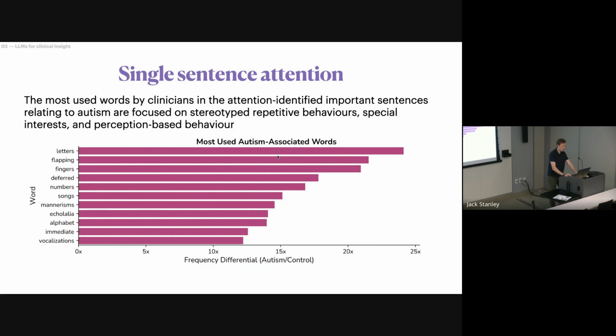that the most used words by clinicians to describe children with autism are focused really on stereotyped repetitive behaviors and special interests and perception-based behaviors. So we can see things like letters. They have a marked interest in things like letters in the alphabet, flapping, and these mannerisms, echolalia again, and vocalizations. So again, our collaborators thought these were very, very indicative words to describe children with autism.